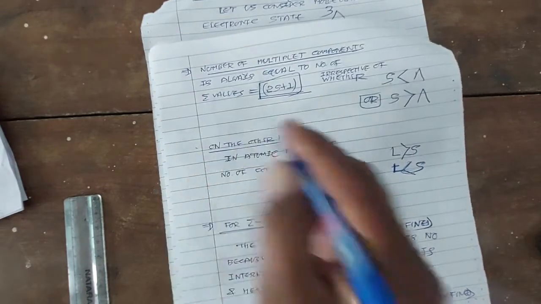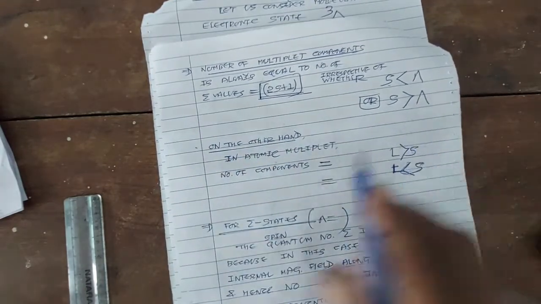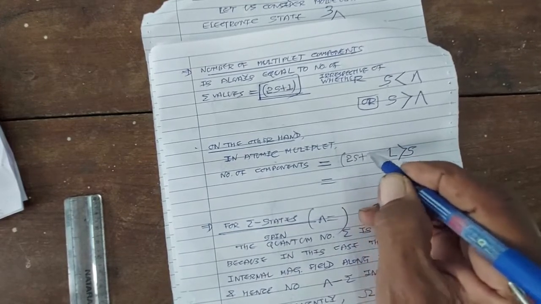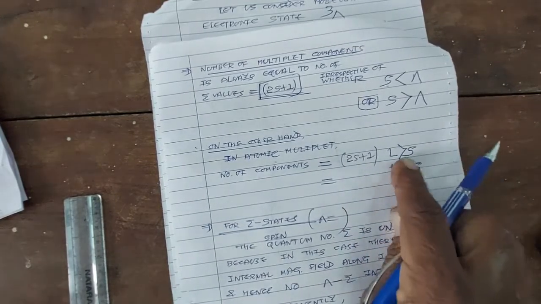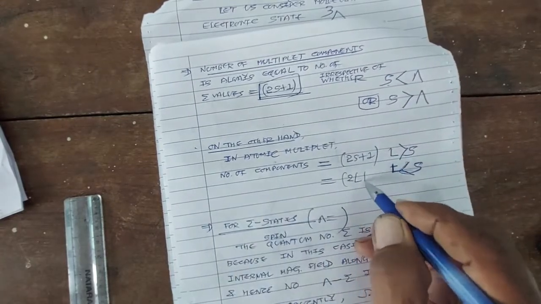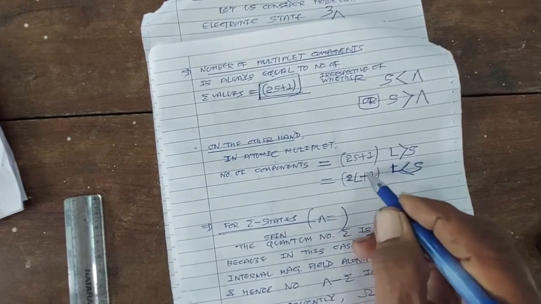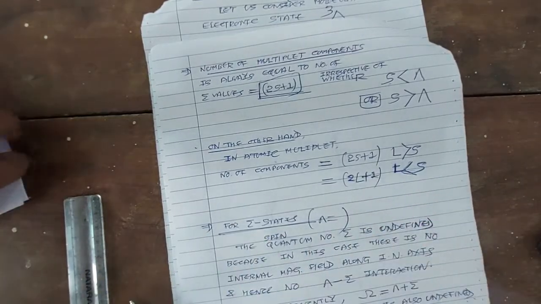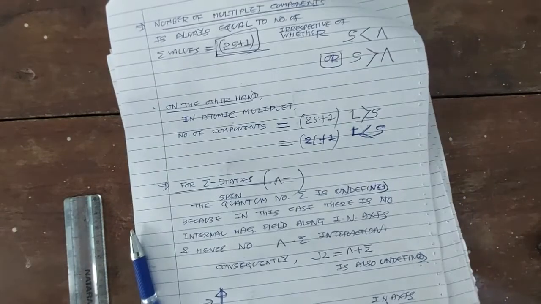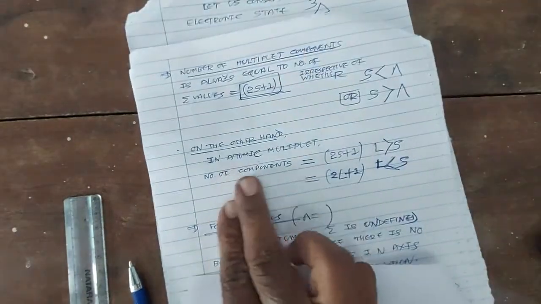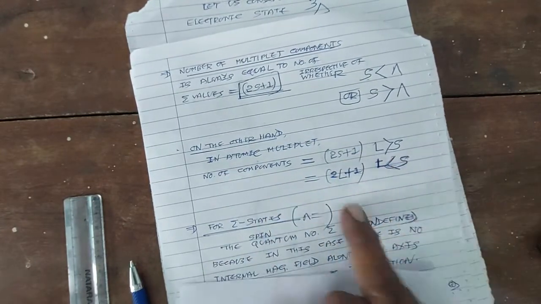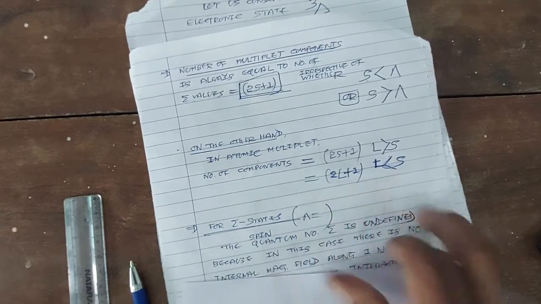But in case of atomic spectroscopy, the number of multiplet components is 2S plus 1 when L is greater than S. You have studied this in atomic spectroscopy. And the number of multiplet components will be 2L plus 1 when L is less than S, right? So in case of atomic multiplicity, the number of multiplet components is 2S plus 1 where L is greater than S, and the number of multiplet components is 2L plus 1 when L is less than S.